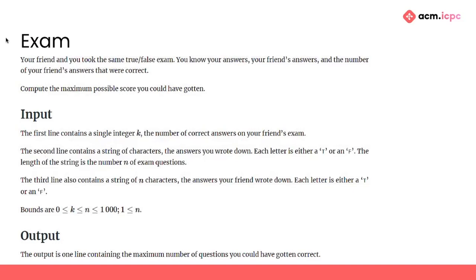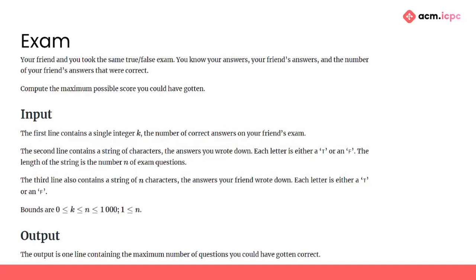Please look at this question for a little bit. I'll read it. Basically, you're given two strings as the input, and you're trying to find the maximum number of correct answers that you got on an exam. The two strings are your answers versus your friend's answers, and you also know that your friend got a certain number correct. Based on that information, you want to find the maximum number of answers that you got correct.